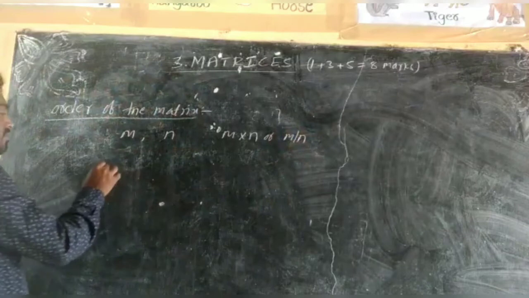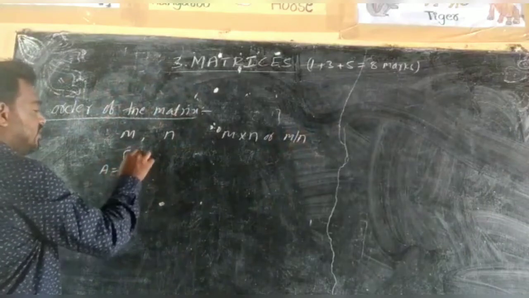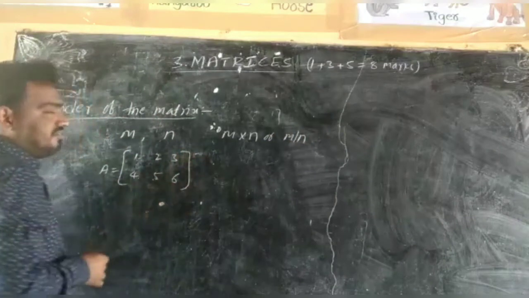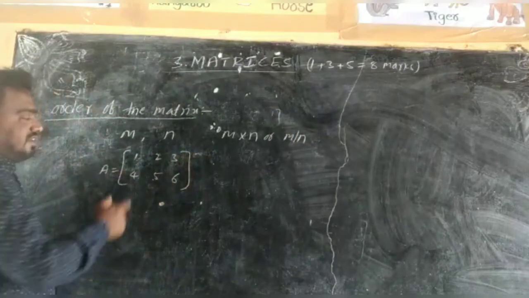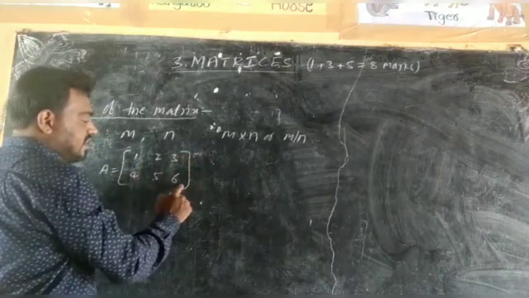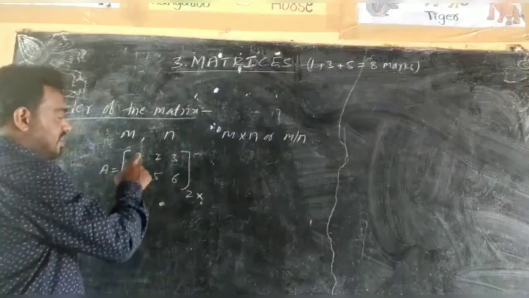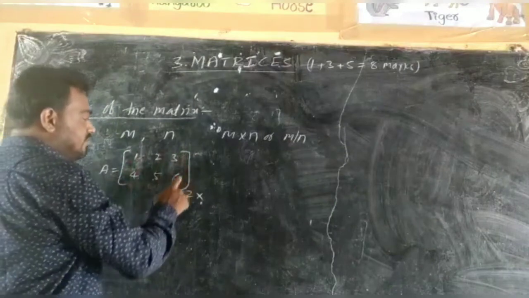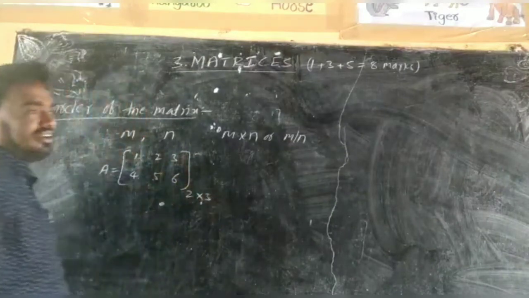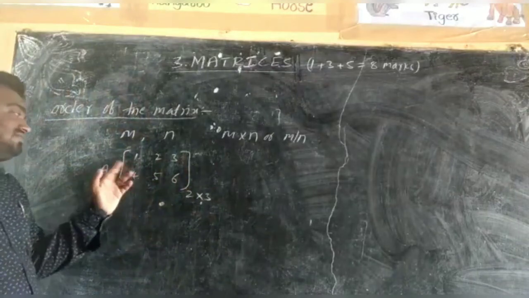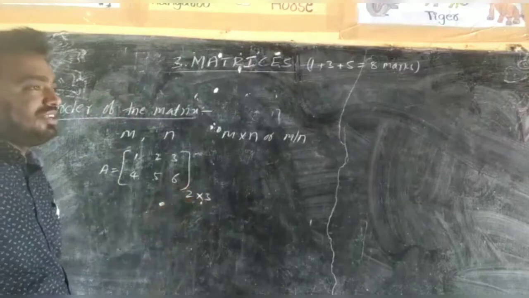You see, by example, A is equal to 1, 2, 3, 4, 5, 6. What is the order of this matrix? How many rows are there? This is the first row, this is the second row. 2 rows are there. First you write the rows, then columns. How many columns? This is the first column, second column, third column. So 2 rows, 3 columns. This is the matrix A of order 2 cross 3.